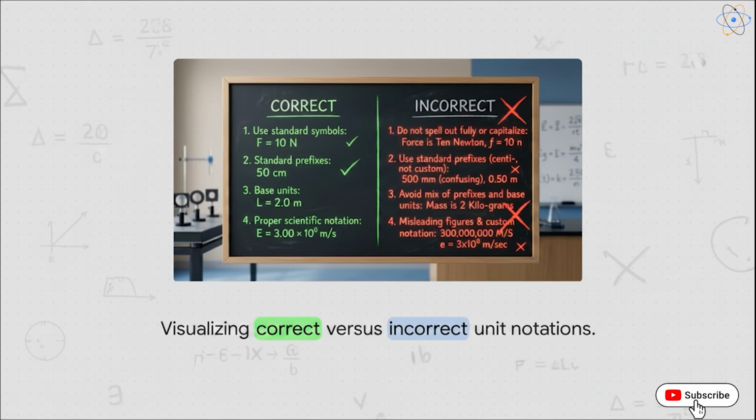Notice the correct standard symbols on the left compared to the misleading ones on the right. Using standard symbols, like writing a capital F equals 10 capital N, is the correct standard language of physics. Writing force is 10 Newton or using a lowercase n is just plain incorrect. And here's the real kicker. If you derive a formula and the units on the left side of the equal sign don't perfectly match the units on the right side, you've made a math error somewhere. It's guaranteed. It's basically like having the answer key right there in the problem.